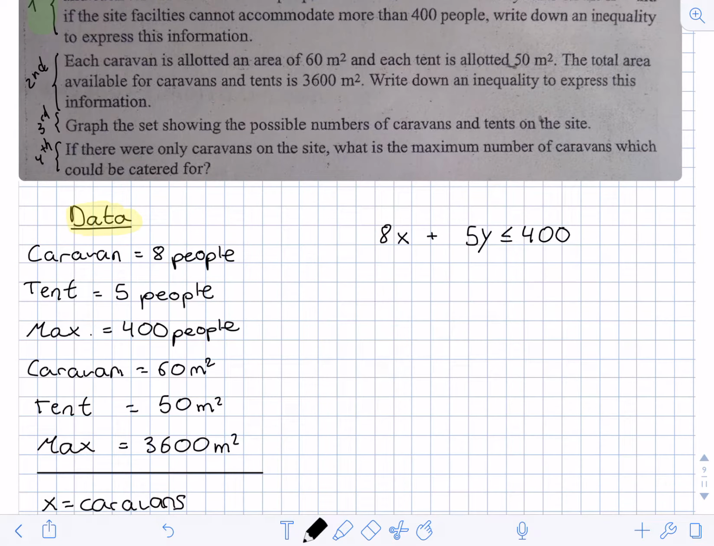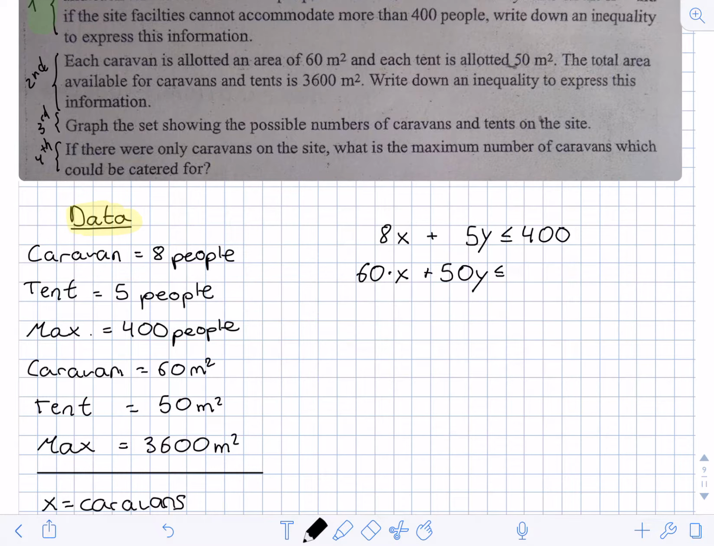It's asking us to do another equation to do with the meter square. So now we know this. Each caravan takes up 60 meters square. So it's going to be 60 meters square by the number of caravans, which is going to be X. Okay, so we have 60 multiplied by X plus, each tent is going to take up 50 meters square by the number of tents, because we don't know the number of tents, that's why we call it Y.